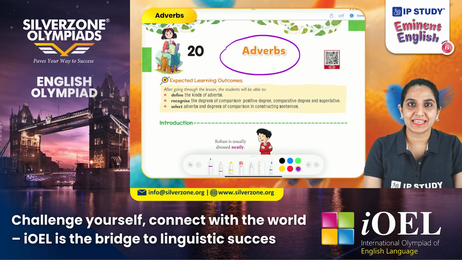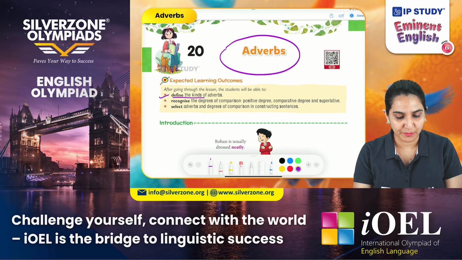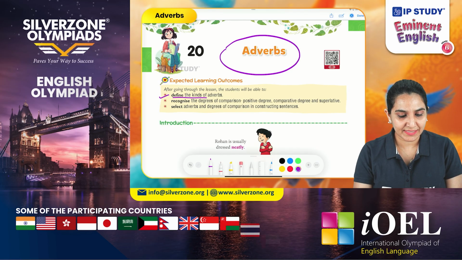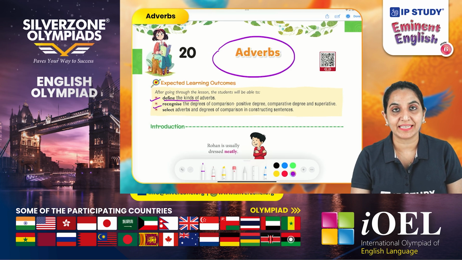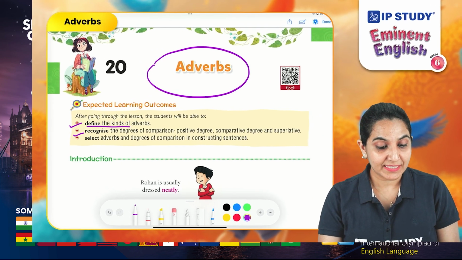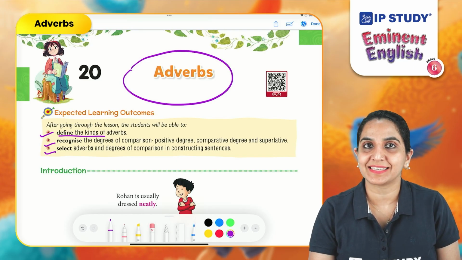Before the end of this lesson, you will be able to define the kinds of adverbs, recognize the degrees of comparison, positive degree, comparative degree, and superlative, and select adverbs and degrees of comparison in constructing sentences.